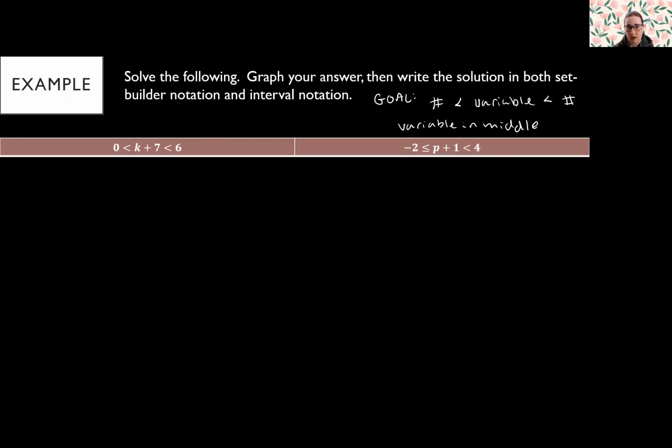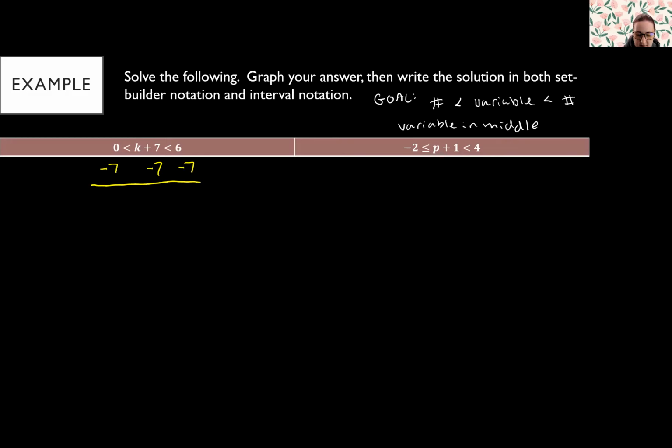We want just k. So we need to get rid of the plus 7, and we do that by subtracting 7. And we need to subtract 7 from 3 places. We're subtracting it from the left, we're subtracting it from the middle, and then we're subtracting it from the right. So with compound inequalities, you've got 3 things going on because you're working like 2 things at the same time.